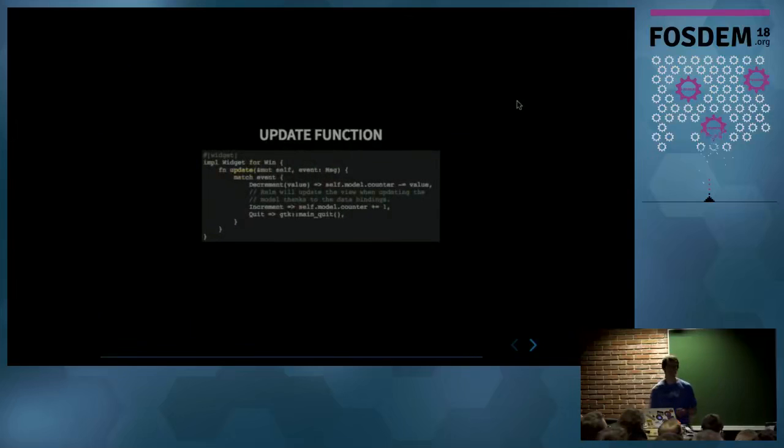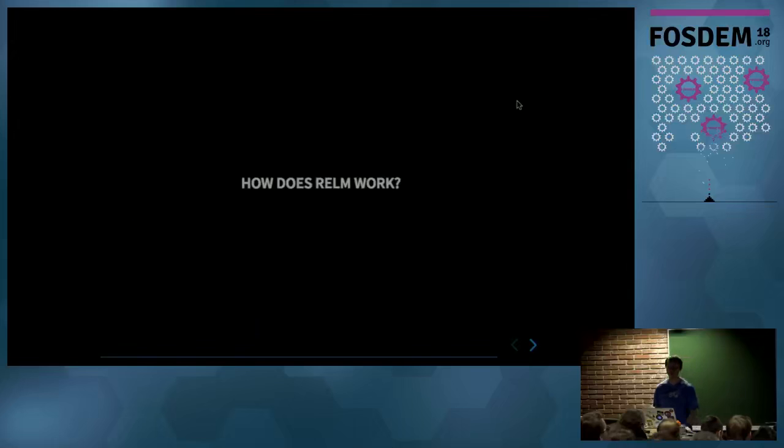And then we have this update method. So it takes self by mutable reference, which has access to the model that we can modify when we receive a message. So in this case, when we receive the decrement message, we just change the counter attribute of the model, and that will actually update the view, even though it's not shown here. So how does all of that work?